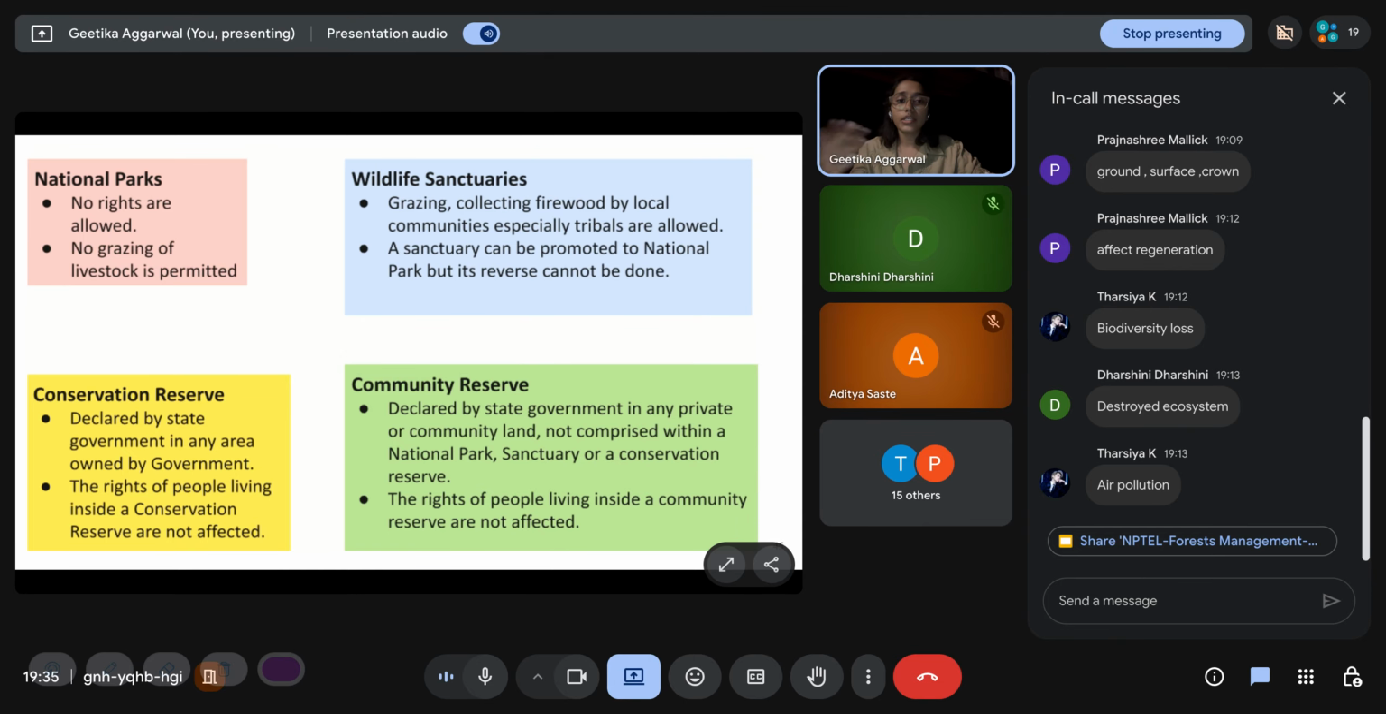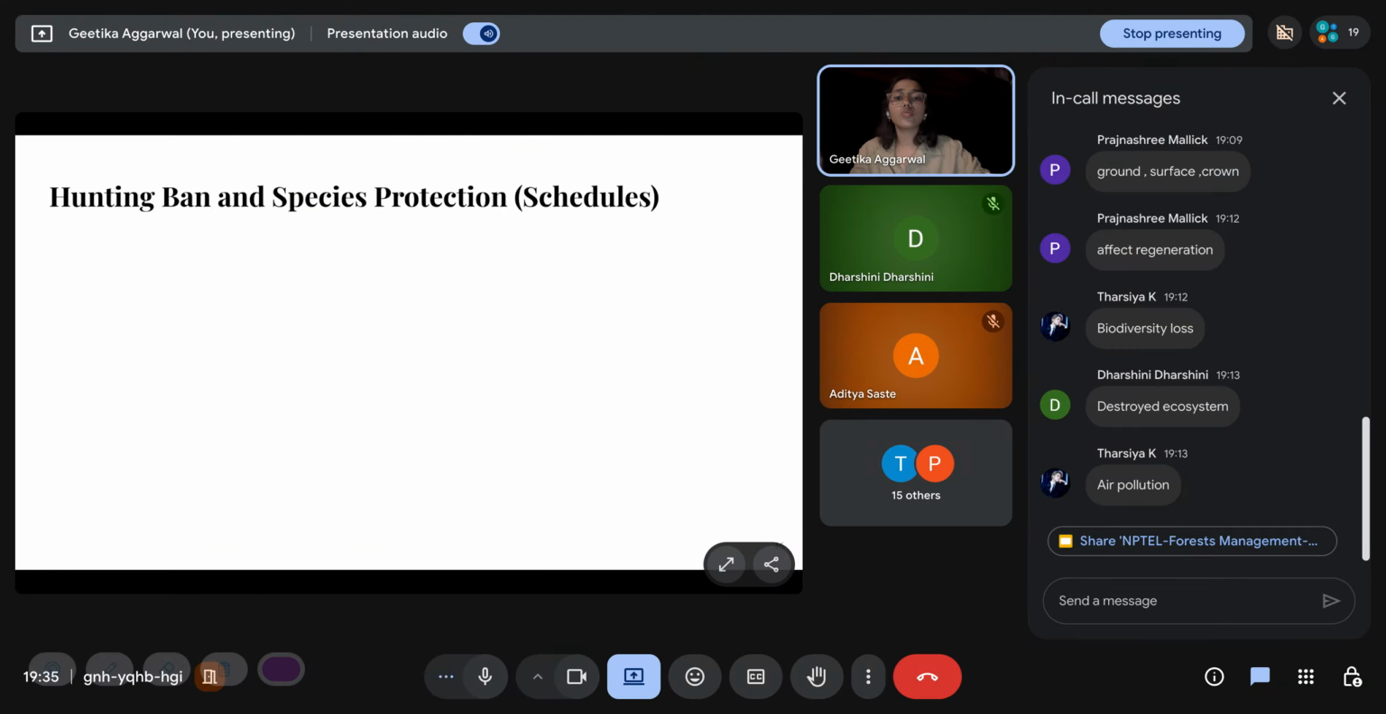And then basically the government can declare it as a community reserve. And again, the rights of the people living in that area are not affected. So that's all about the four types of protected areas that can be created under the Wildlife Protection Act. Moving on to hunting ban and species protection.